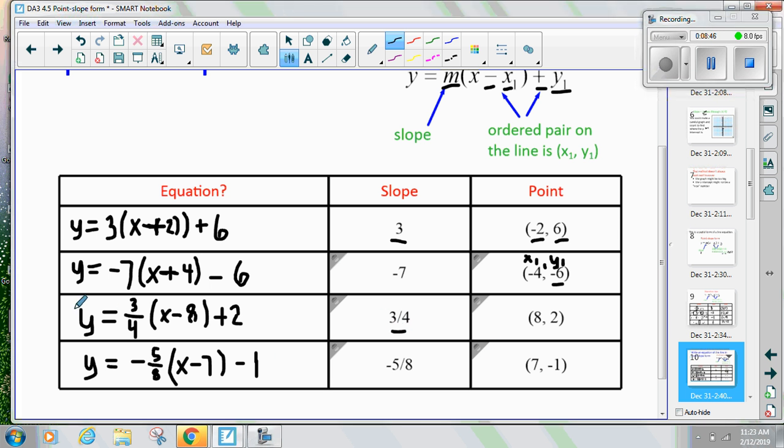I have a slope of 3/4. Right here, I have a slope of 3/4 times my x minus x sub 1. So x sub 1 is 8. So x minus 8. And I have a y value of +2. So plus y sub 1, plus 2. Right? And finally, for the bottom, I have a slope of -5/8 right here. X minus x sub 1, so x minus 7, plus y sub 1, so plus -1, or just -1.